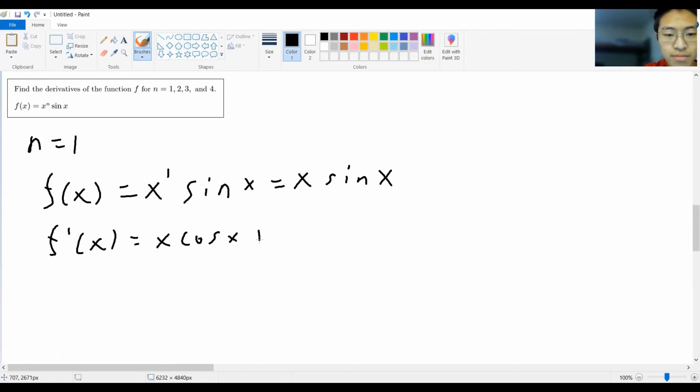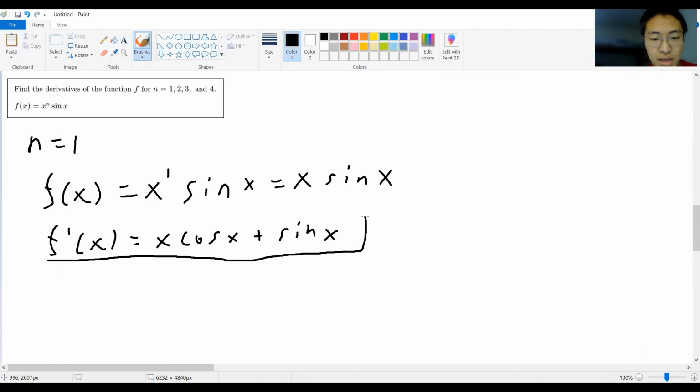And then plus right, which is sine, times the derivative of x. Well, that's just 1. So I'm not going to write down times 1 because it's not going to do anything. So here we go. This is the first answer that they want, the derivative when n equals 1. Okay. So next, n equals 2.